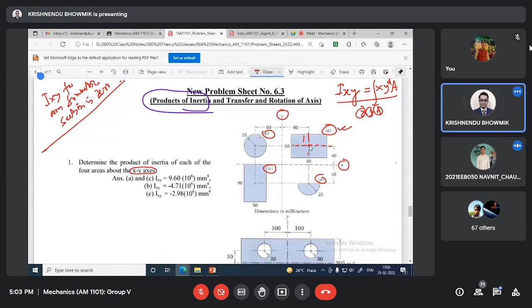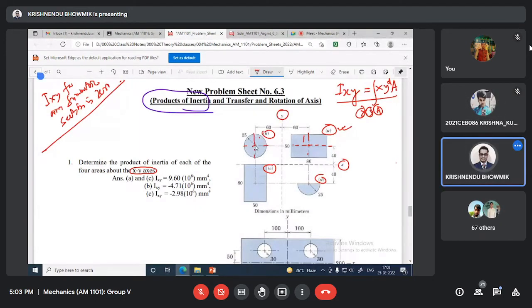So IXY will be 0 with respect to this product of inertia. You know it. Yes, sir. For this, these are the symmetry axes. It may have infinite symmetry axes. With respect to this axis, it will be 0. With respect to this axis, it will also be 0. Only this. Okay.